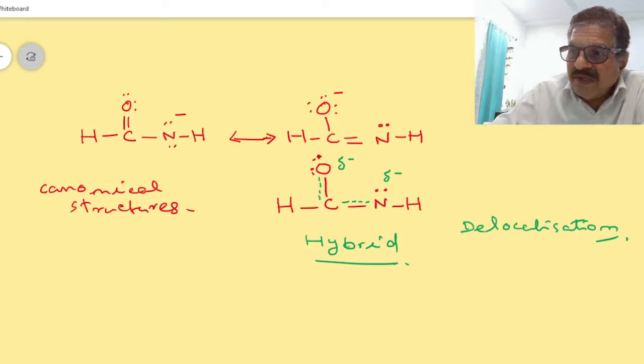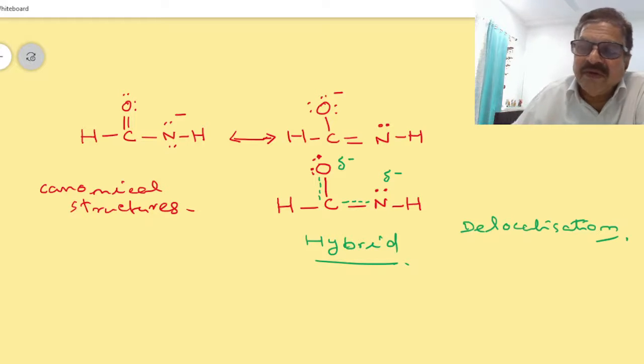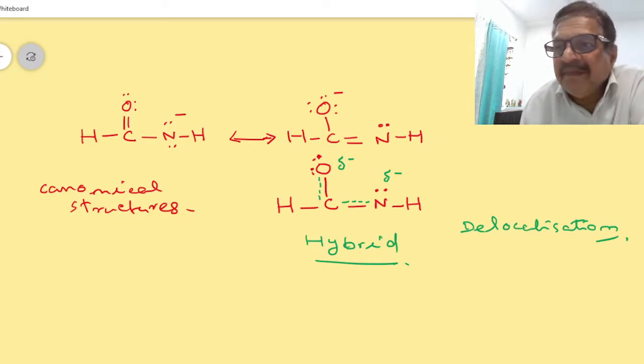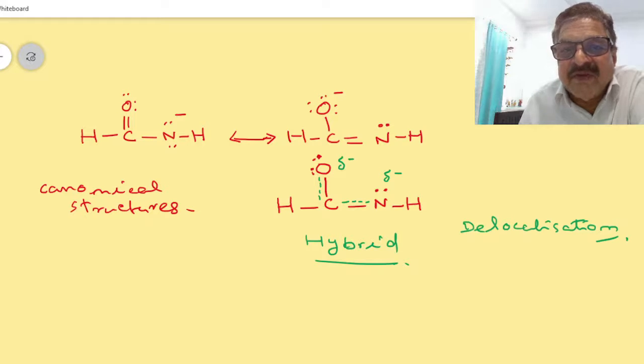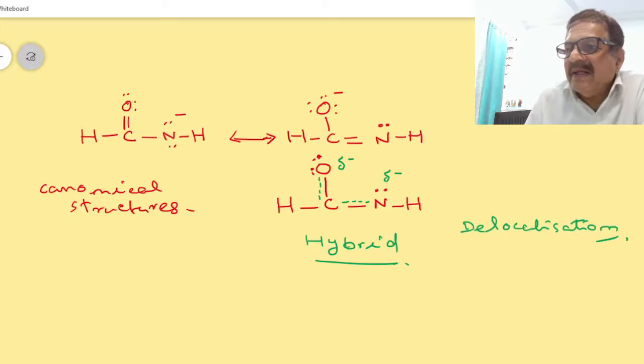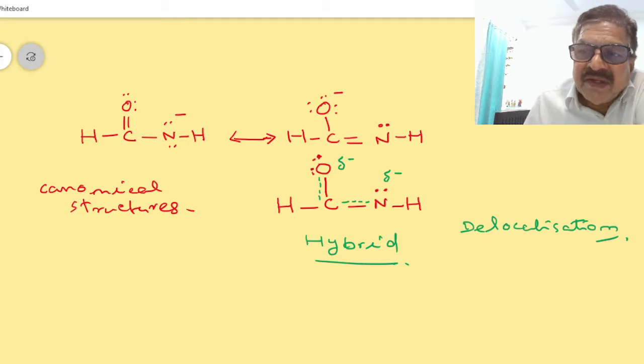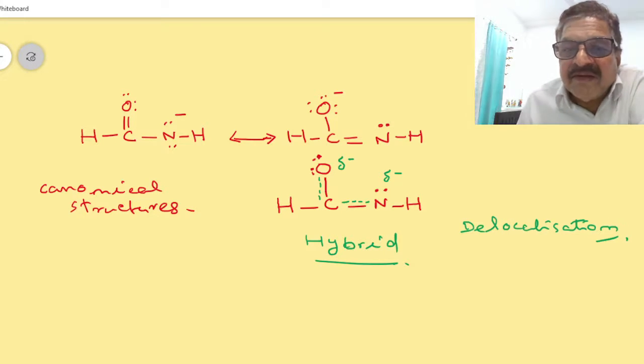Now, simple rules are here for drawing a resonance hybrid. The hybrid will look like the more stable structure. That is, the hybrid looks more like the more stable structure.